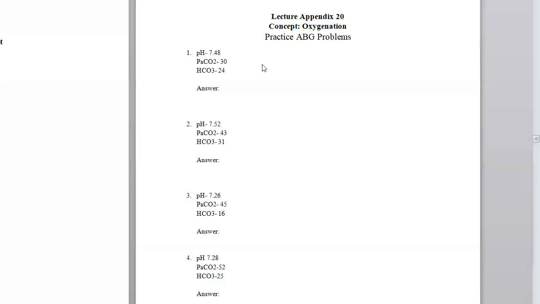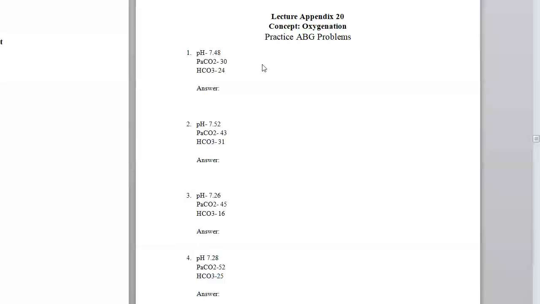In order to do these problems, I was hoping that you would look at the video on Pearson, and then definitely read your assigned reading from pages 3 through 12 in your Pearson book, okay? As I said before, you have to know the normal ranges before you're able to determine what problem is going on with your patient when these results come back.